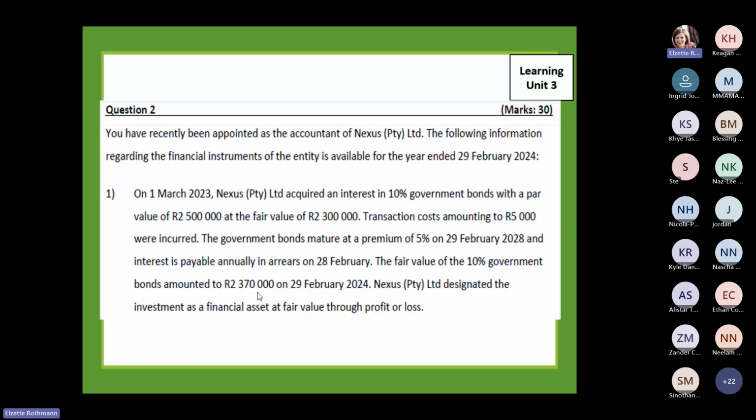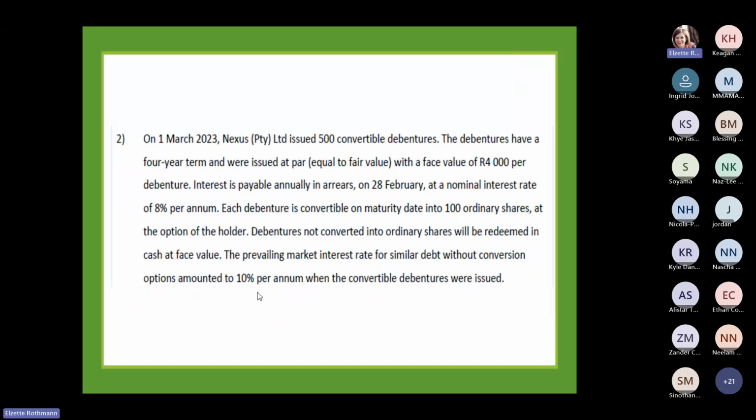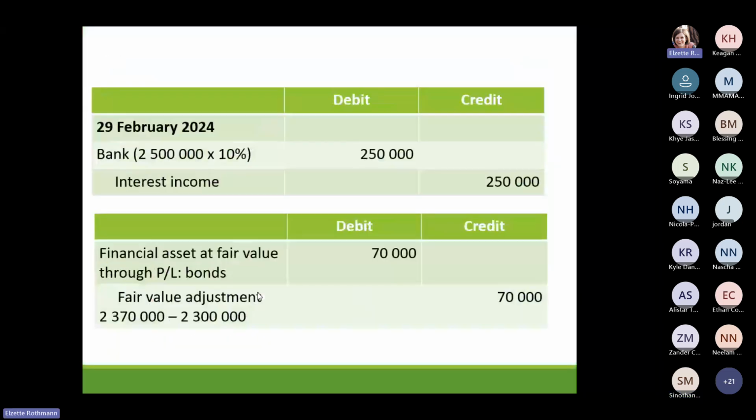Okay, so the fair value is increasing. It's moving from 2.3 million to 2.37 million. So then you will debit your financial asset because the value is increasing, and then credit fair value adjustment. Oh, sorry, it's this last one. Okay, and it's the difference between the two that you will then do your journal on.